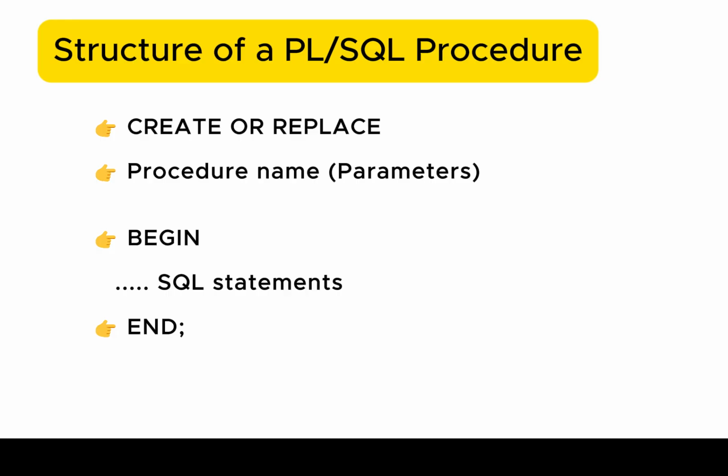Then we write the keyword begin. This is a very important word. Begin means now the actual work starts here. All the logic of your procedure will be written after begin. Inside this begin section, we write our SQL statements. For example, insert statements, update statements, delete statements, or any other logic we want. Finally, we write end. This tells Oracle this is the end of the procedure. So, in simple words, a procedure has a starting line, a name, some logic inside, and a clear ending. If this structure feels a little confusing right now, don't worry at all. Once we see a complete example, everything will become very clear.